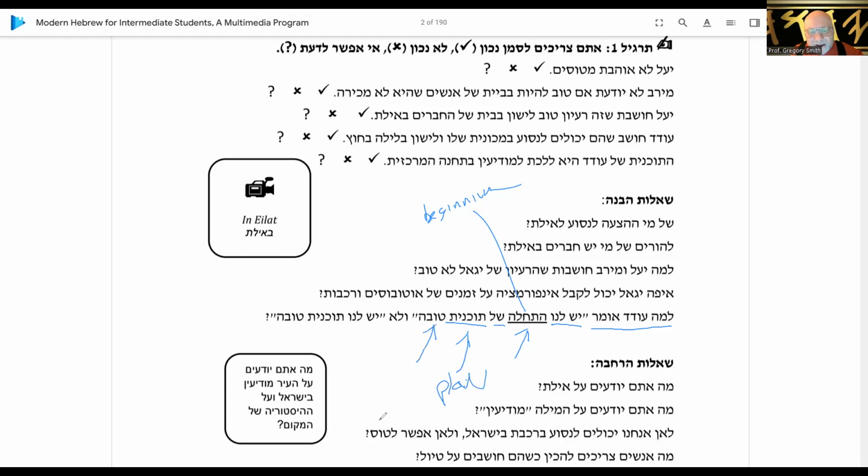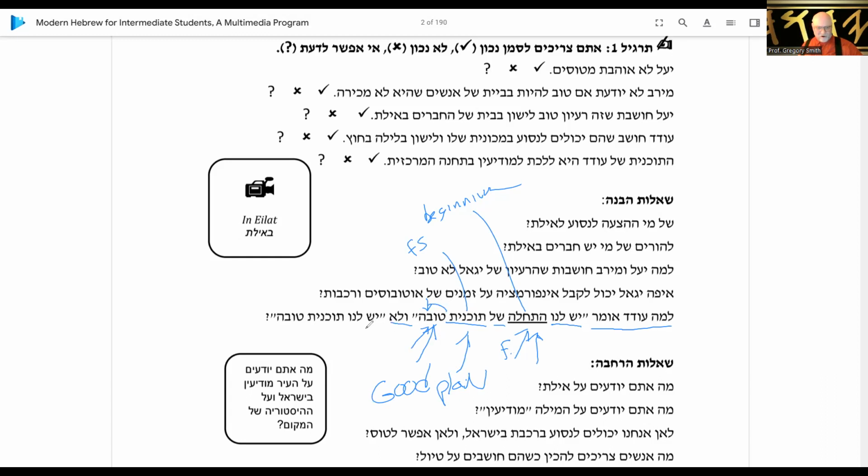And then tova is good. And why is it tova? Because probably the plan is feminine singular, I bet you. And this looks like it's feminine too. Okay, so it's going to be tova instead of just tov. So hatakla, which is the plan, shell. Yeah, no, that's the beginning, shell of the plan, belonging to the plan. The beginning of the plan, belonging to the plan is good.